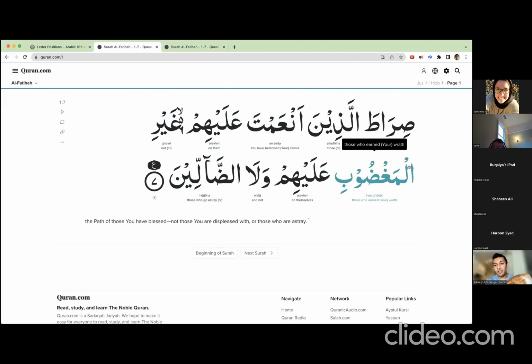And then here we have the word ma. And what is this? This is an ayn with a dot over it. So again, it's like the ayn, but with a dot over it. Now we have this letter.